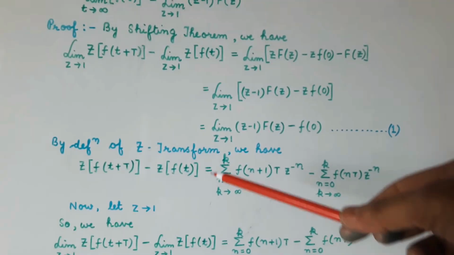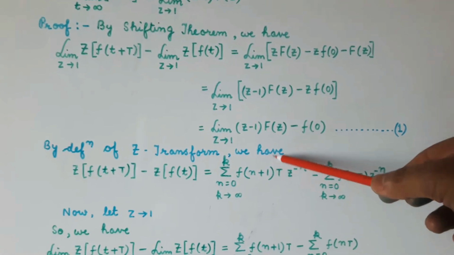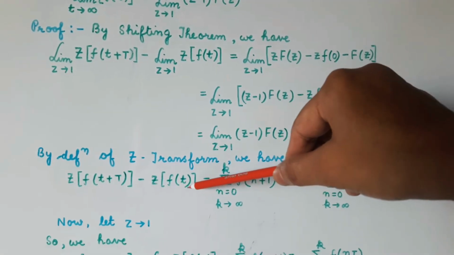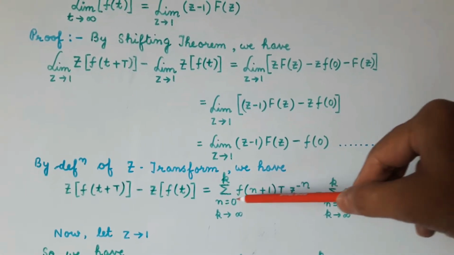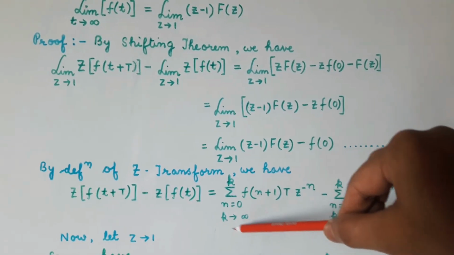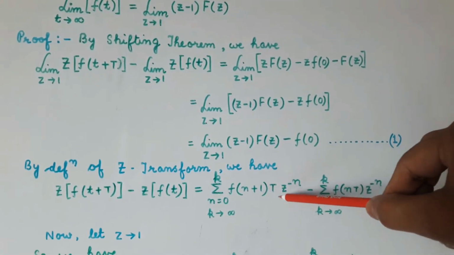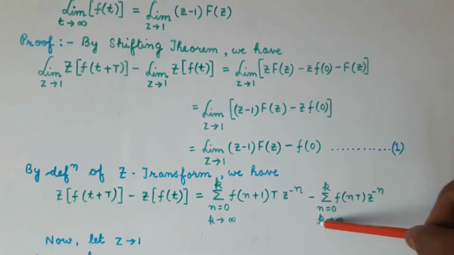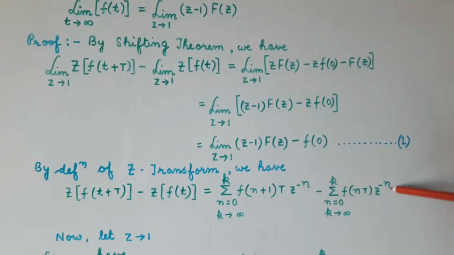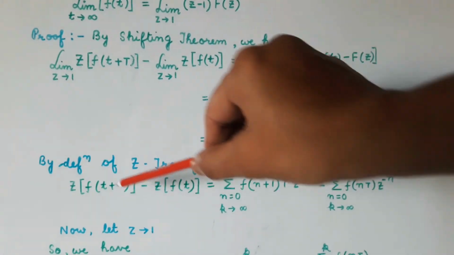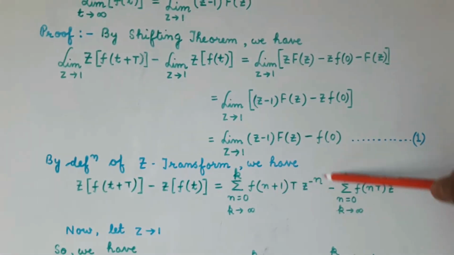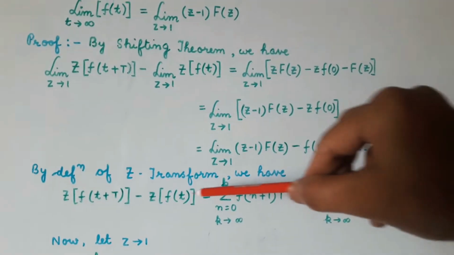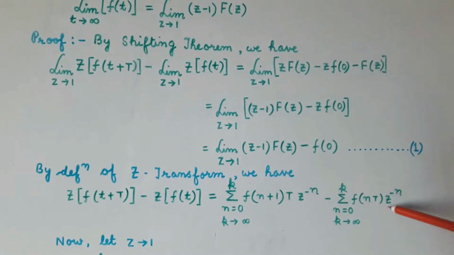Now, from the definition of Z transform, we can write Z transform of f(t plus T) minus Z transform of f(t) will be equal to summation n equal to 0 to k, when k tends to infinity, of f((n plus 1)T) z to the power minus n, minus summation n equal to 0 to k, when k tends to infinity, of f(nT) z to the power minus n, because the Z transform of f(t plus T) will be equal to summation n equal to 0 to k of f((n plus 1)T) z to the power minus n, and Z transform of f(t) will be equal to f(nT) z to the power minus n.